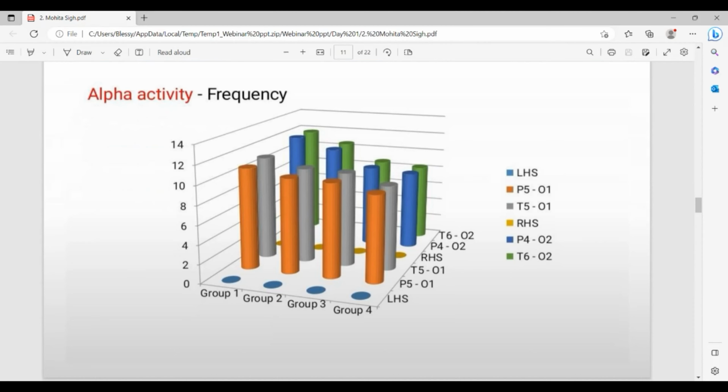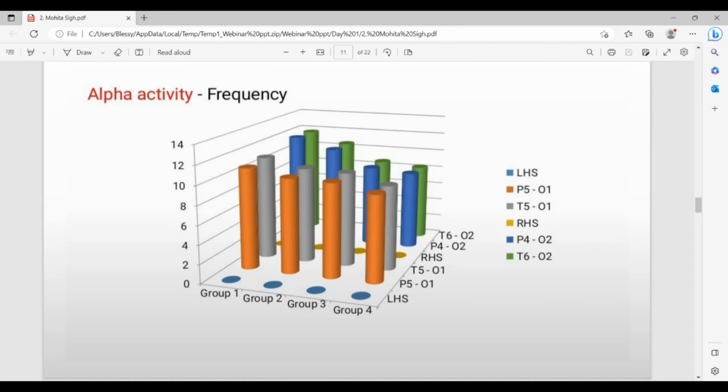The alpha activities were recorded mostly in the parietal region. So for that, the parieto-temporal and parieto-occipital electrodes were studied. All the even-numbered electrodes are from the right hemisphere, and the odd electrodes represent the left hemisphere. So in this bar diagram, we can see that the alpha activity in group 1 was higher in the right hemisphere compared to the left. The right hemisphere is represented by the blue and the green bar charts, and the left hemisphere is represented by the orange and the gray bar charts.